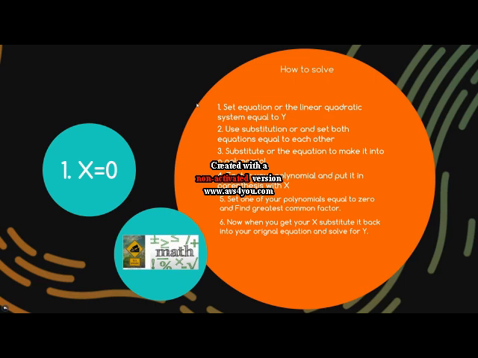So how to solve: you want to basically set your equations of the linear quadratic system equal to y. Then use substitution and set both equations equal to each other. Substitute the equation to make it into a polynomial, and then factor your polynomial and put it in parentheses with x. Set one of your factors equal to 0 and find the greatest common factor.